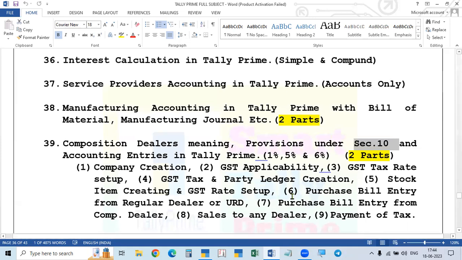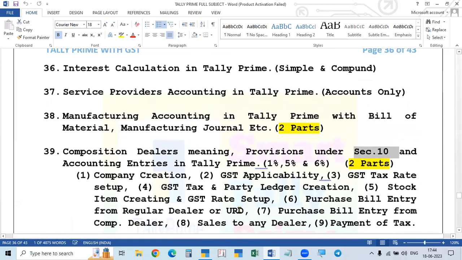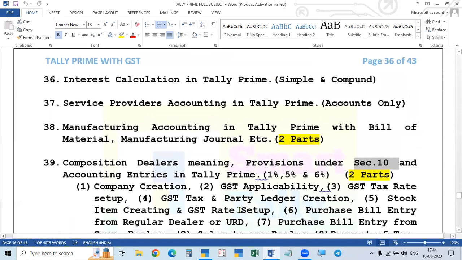Okay, the main thing is that composition dealers, the persons registering under composition, cannot sell in other states. That is, interstate supplies they cannot make. In the case of regular dealers there are three types: traders, manufacturers, service providers. Here also, the three types are there: traders, manufacturers, service providers.